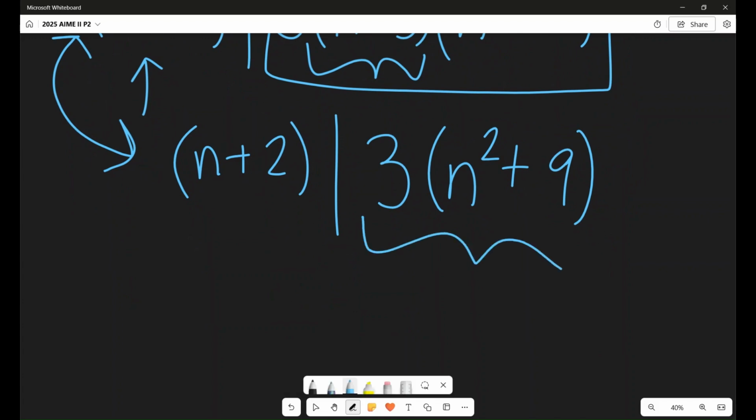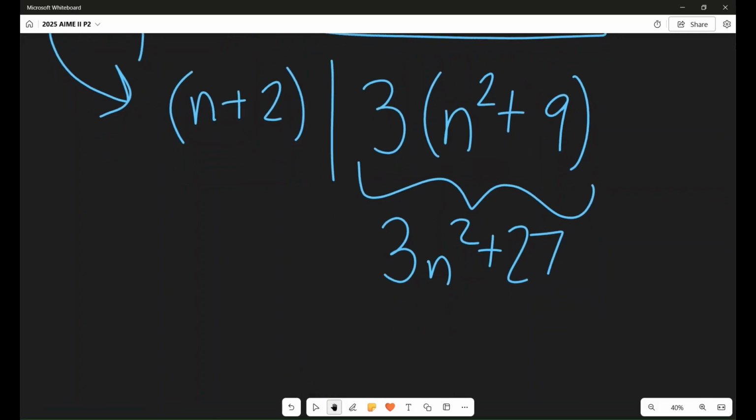Now, obviously, this right-hand side, we can expand it as 3n² + 27. And now we're stuck, right? We have a linear expression on the left and a quadratic expression on the right. But what we notice about this quadratic expression is that we don't have any n term. We have an n² term and we have our constant term.